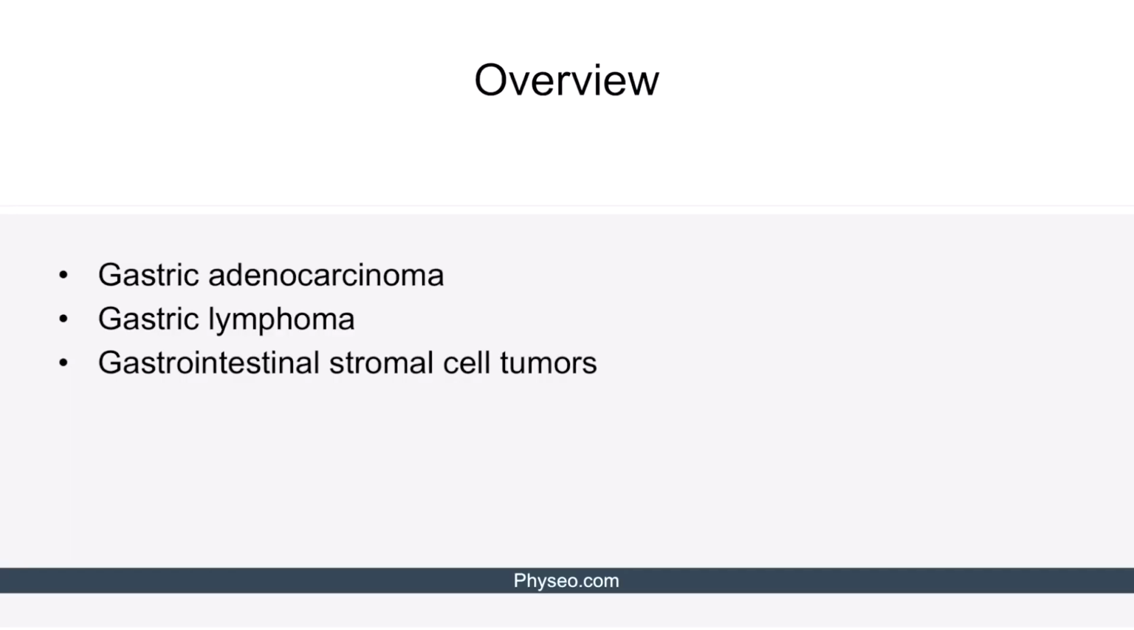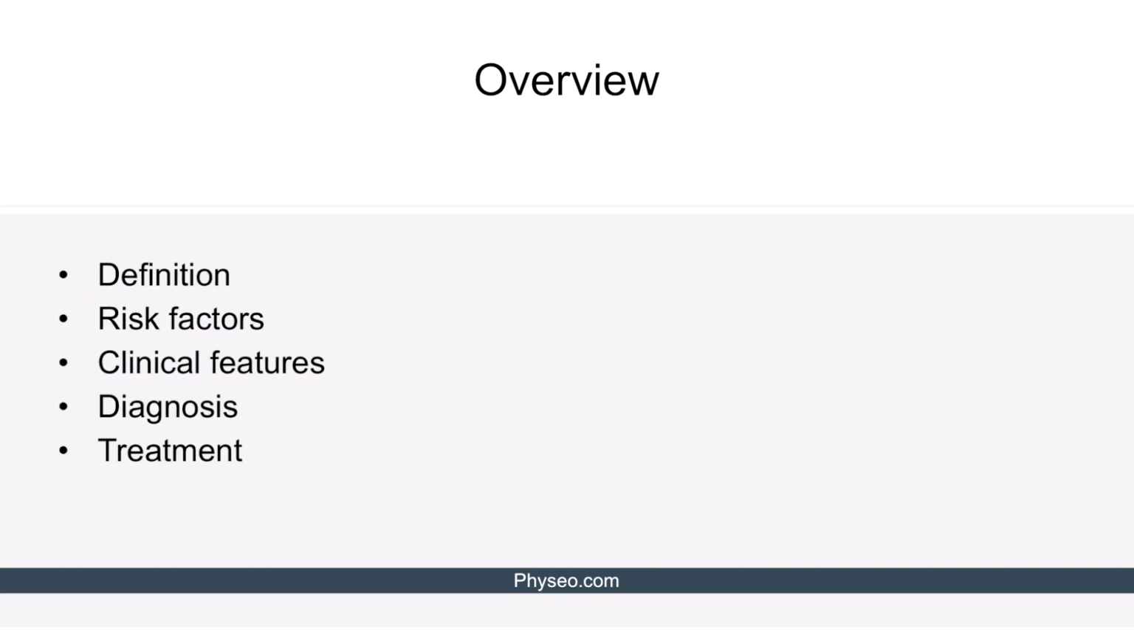Let's begin. Here is an overview slide of the following gastric malignancies that we will be discussing in this lecture. We will be discussing three disease processes: gastric adenocarcinoma, gastric lymphoma, and gastrointestinal stromal cell tumors. In each case, we will be discussing the definition, risk factors, clinical features, diagnosis, and treatment. Let's begin with gastric adenocarcinoma.